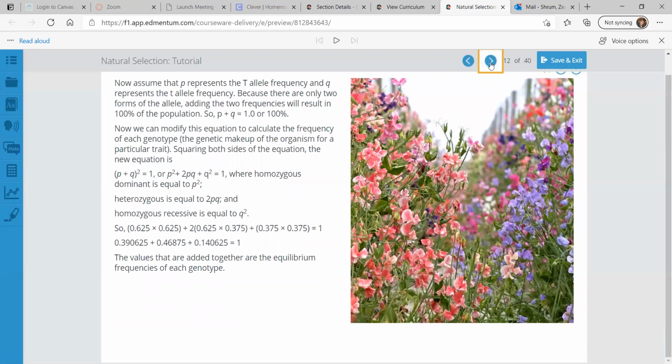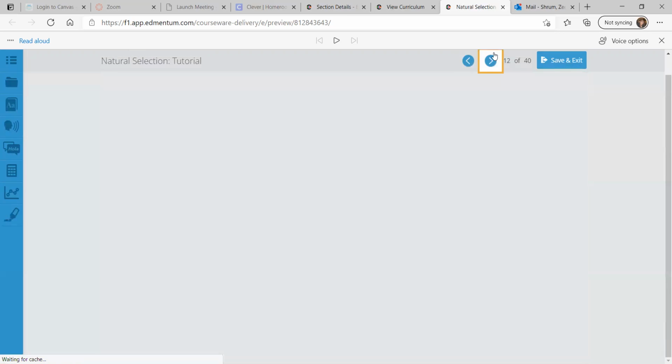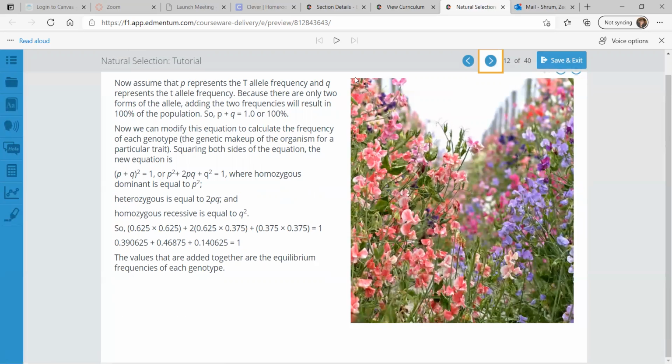Now assume that p represents the dominant allele frequency and q represents the recessive allele frequency. Because there are only two forms of the allele, adding the two frequencies will result in 100% of the population. So what that means is 0.625 plus 0.375 gets you 1, and that is 100%.